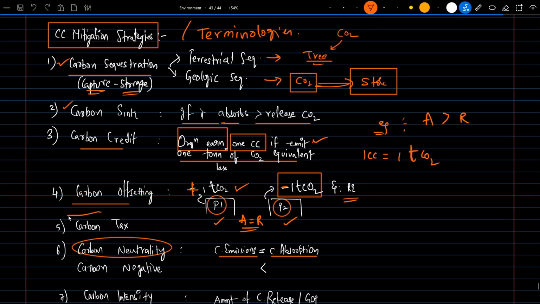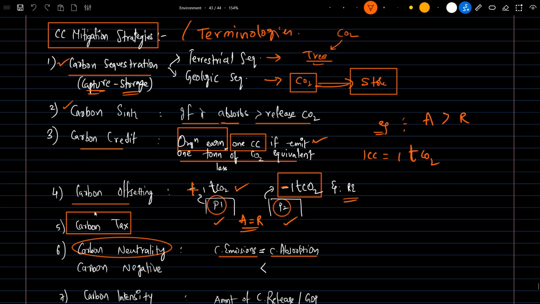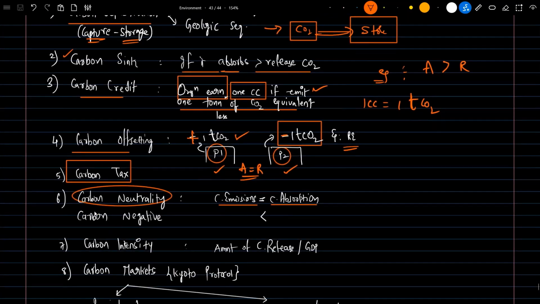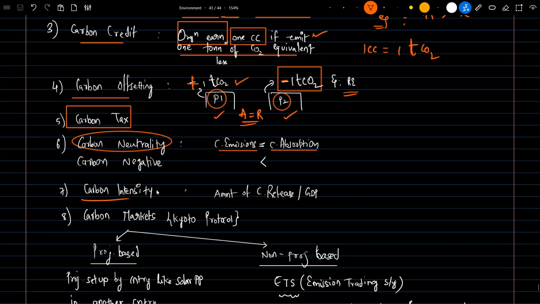Next, what is carbon tax? Whoever is releasing more carbon, taxing them is simply known as a carbon tax. Next, what is carbon intensity? It means nothing but the amount of carbon released per GDP. It is known as carbon intensity.